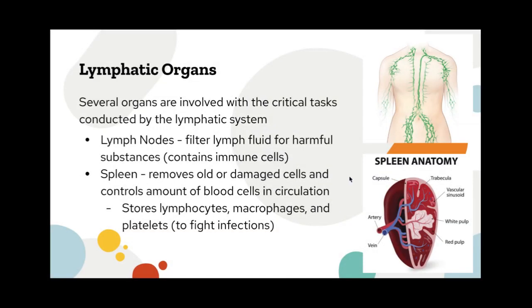Several organs are involved with the critical tasks conducted by the lymphatic system. More than 500 lymph nodes filter lymph fluid for harmful substances, with each node containing immune cells to eliminate foreign invaders. These lymph nodes will swell during infection from bacteria or viruses. The spleen removes old or damaged cells from the body and controls the amount of blood cells in circulation, while storing lymphocytes, macrophages, and platelets to fight future infections.